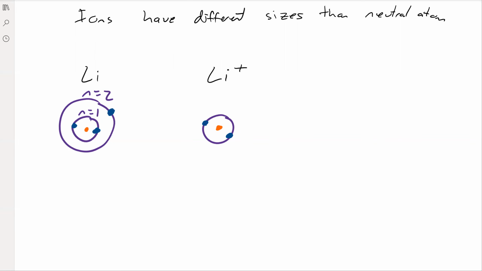And as you can tell, the atom got smaller, and that makes sense, right? Electrons make up the volume, less electrons, less volume. So in general, cations lose electrons, and so they become smaller. So a cation will always be smaller than its neutral counterpart.